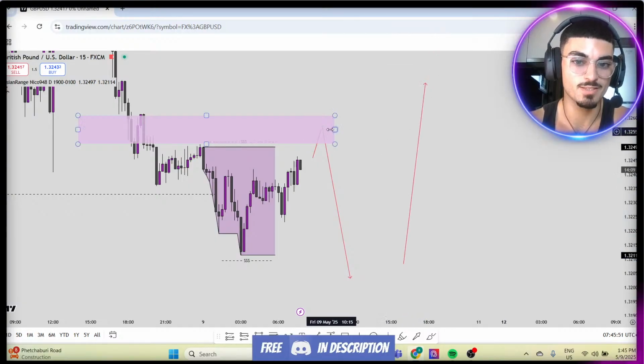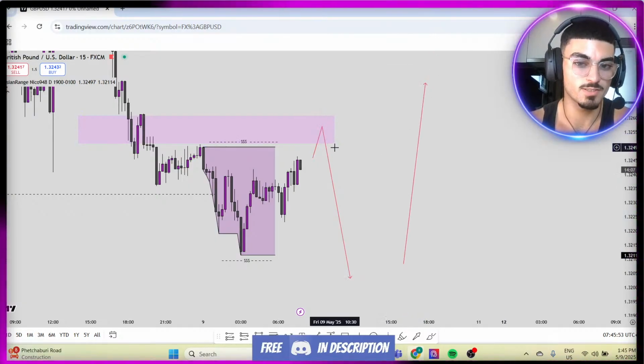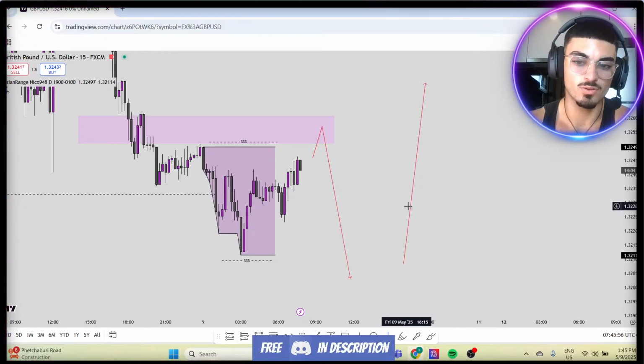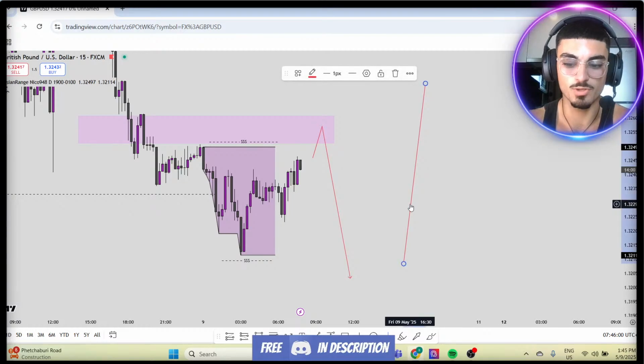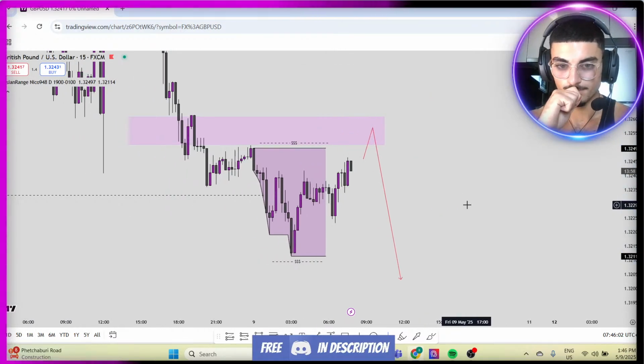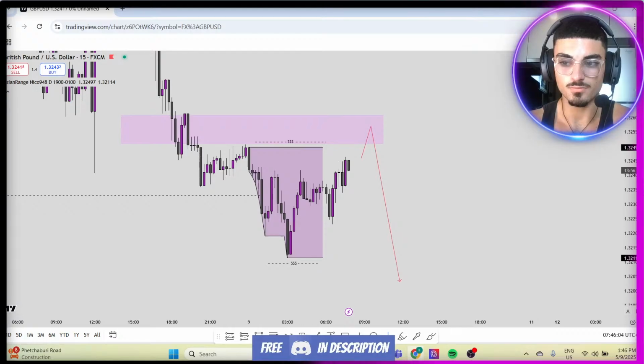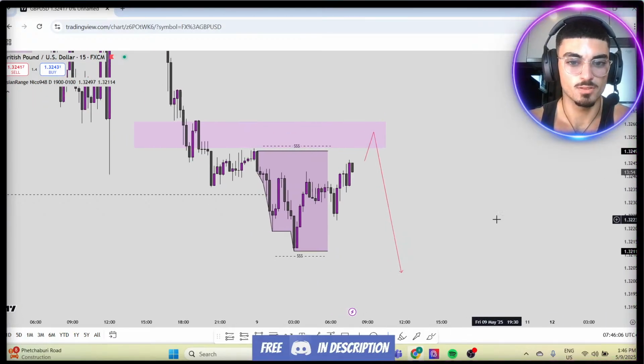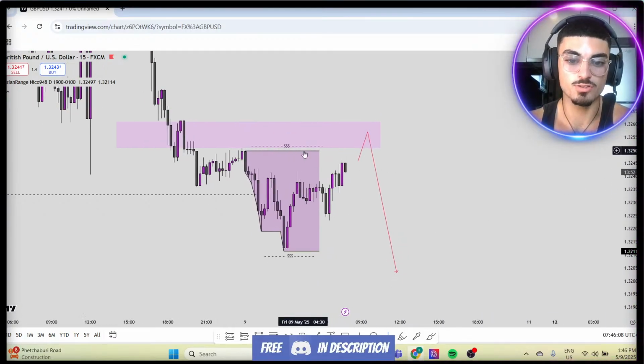So that's why this here is not going to be a Class A setup, because it's on a Friday. And on a Friday, the chances it continues the trend is just slightly lower than normal, because Friday could be a reversal.